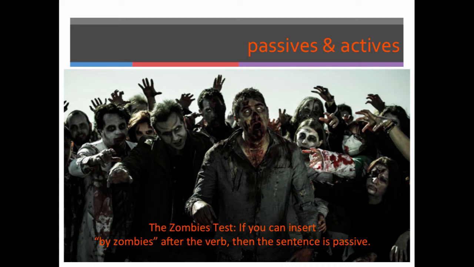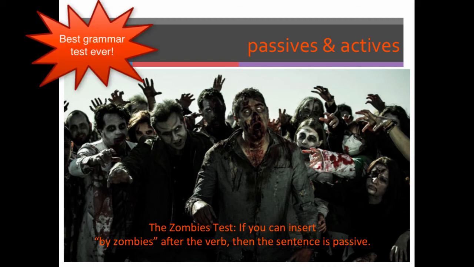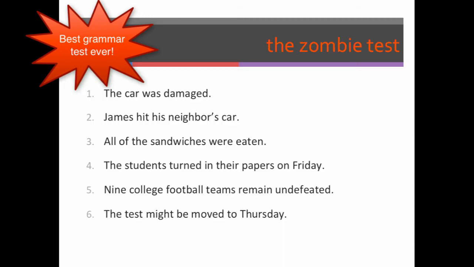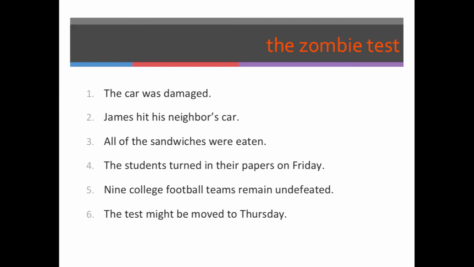So one way that I like to remember this is if you can say by zombies immediately after the verb. So if you can put that after the verb, then it must be a passive sentence. So if we try to test that, the car was damaged by zombies. Sure, that works. So that must be passive in 1. James hit by zombies his neighbor's car. No, that doesn't work. So 2 is an active sentence. James is the one that did this.